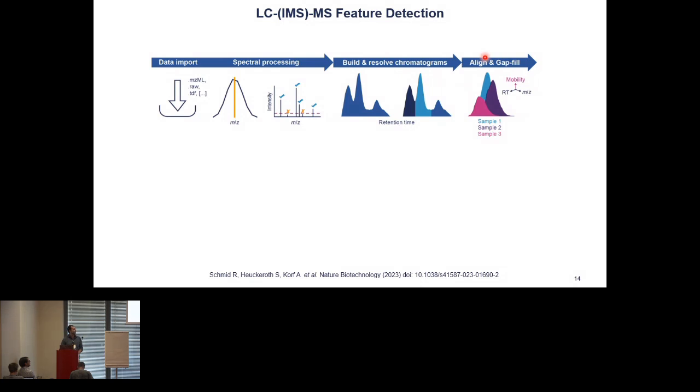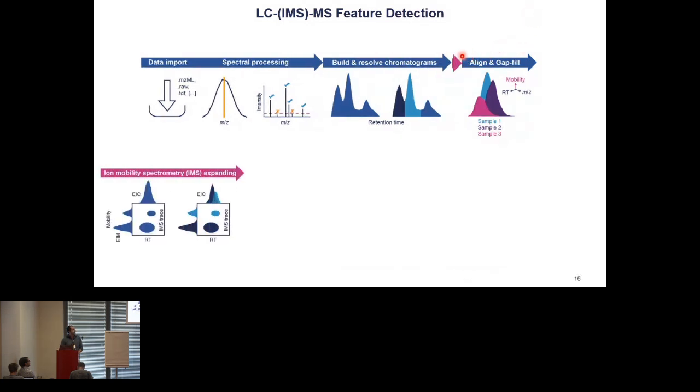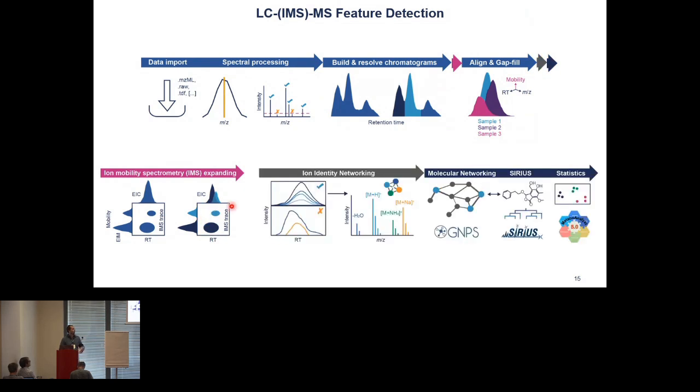If you're using ion mobility separation, then you have to add some additional steps here. So you have to take each of your features that were detected, and expand them into the mobility dimension. And if you have multiple peaks in the mobility dimension, then you have to do another round of resolving where you separate them into individual features in the mobility dimension. And this is then followed by additional modules for annotation, such as ion identity networking, molecular networking, other external annotation tools and statistics and so on. This is not different from regular LCMS.